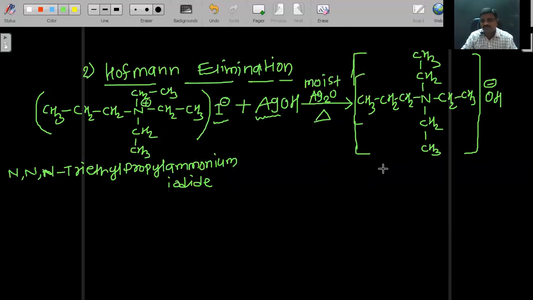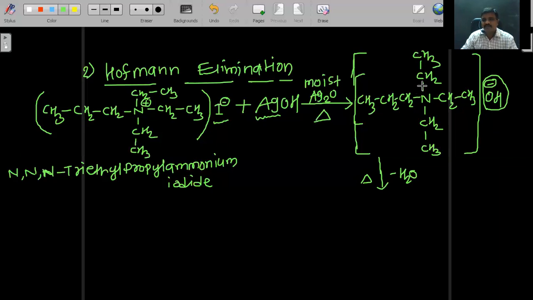Now in the second step, on heating, water is eliminated, which means minus H2O. So this OH minus grabs one of the hydrogen atoms from this methyl group, and gets converted into H2O. CH2 is remaining, and this carbon now carries a negative charge because hydrogen left this position, releasing electrons to carbon. So here CH2 is formed.